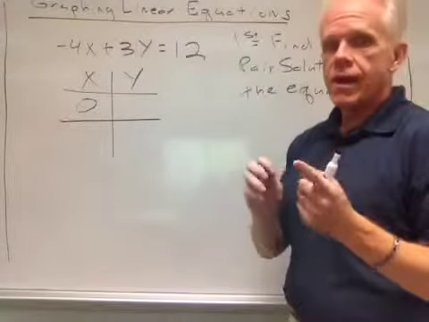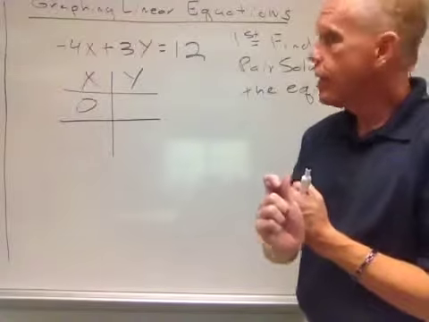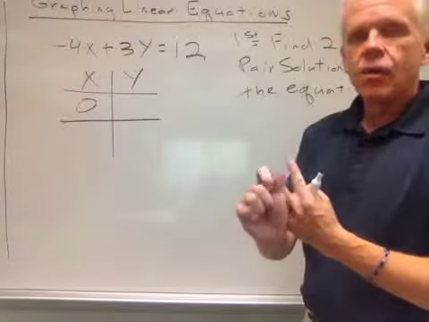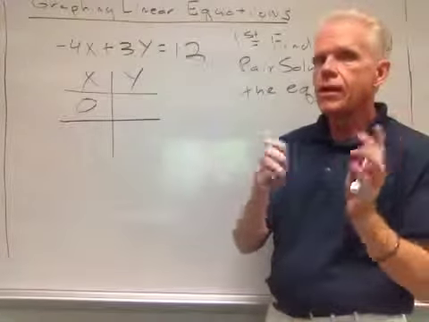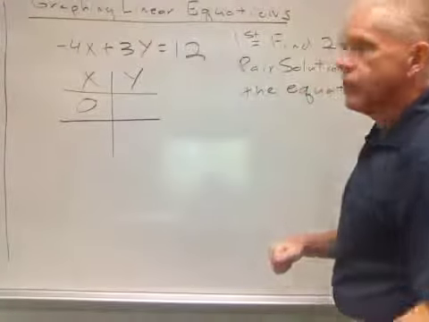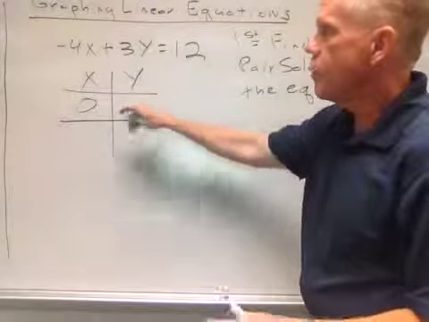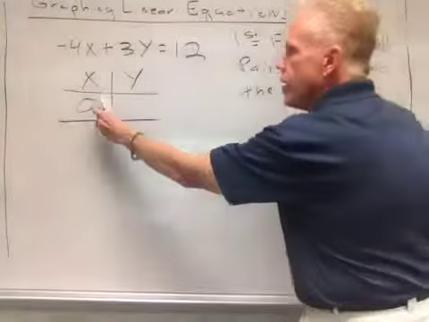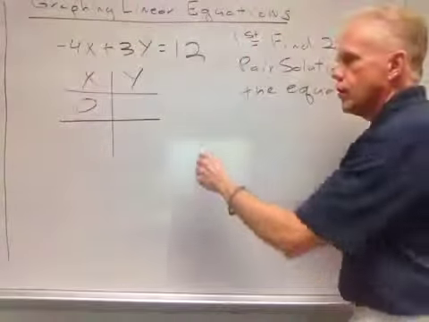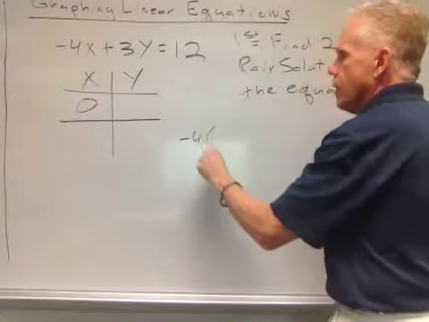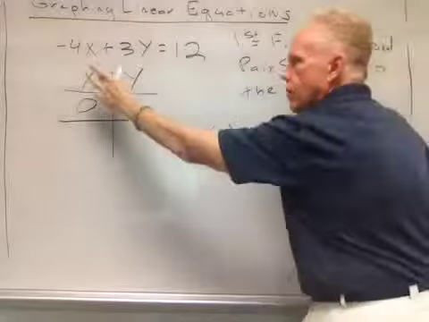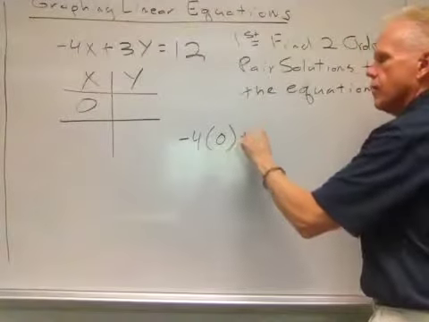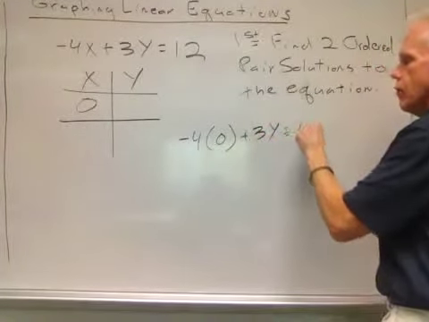There are many good things about that. First, the arithmetic is easier when I choose 0. I'm finding what's called the y-intercept when I let x be 0. Let's go ahead and work through this and see what happens to get the other part of this ordered pair. So if we take the 0 and plug it into the equation, we'll have negative 4 times 0. You see, this x is this 0. Plus 3y equals 12.